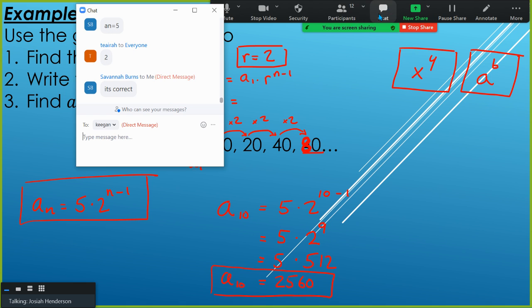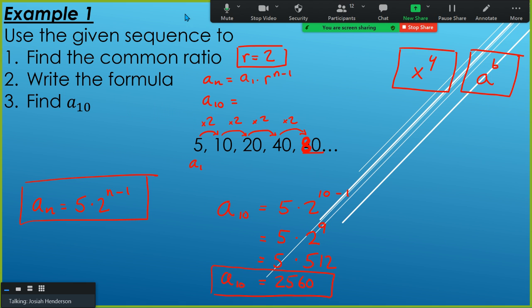Awesome. Savannah, thank you for checking with me. If you didn't get that, try it again and see if you can find what's going on. Savannah and I got the same thing, but check your work and tell me if you can get that number, 2,560. Or if you can't, I want to help you figure out how to use the button on your calculator.